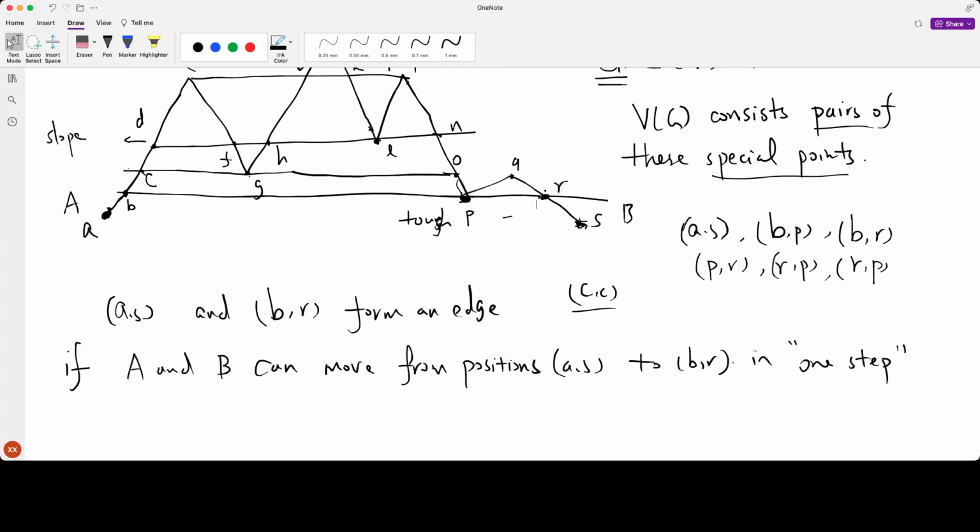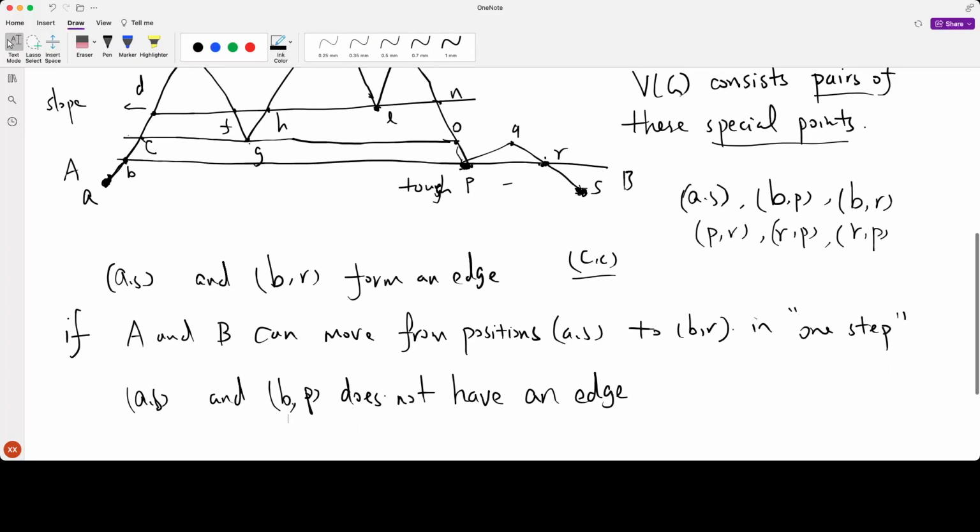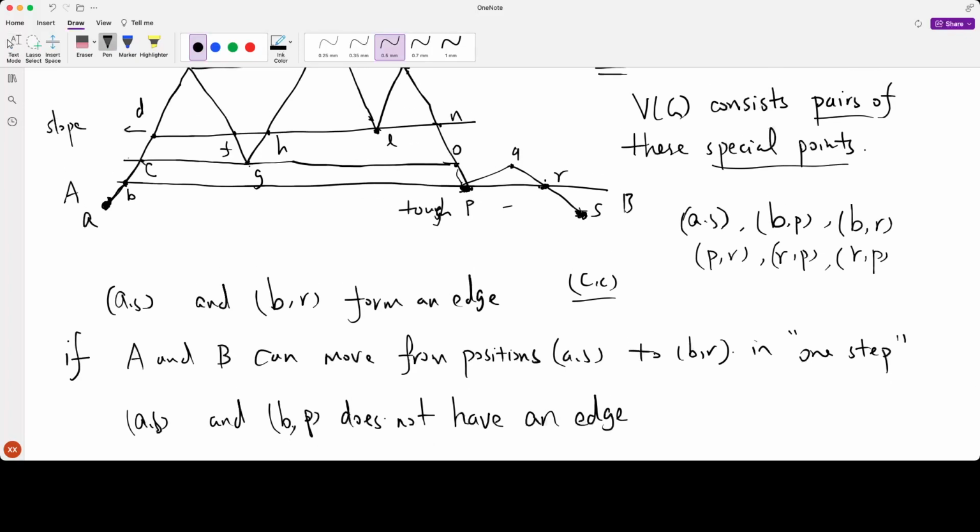Okay, I think the definition is pretty clear. For example, AS and BP does not have an edge, because if A stands here and B stands here and A moves to B, there's no way the second person B moves from position S to position P. So given these pairs, we only put an edge when the two people can move one step from the first position pair to the second position pair.